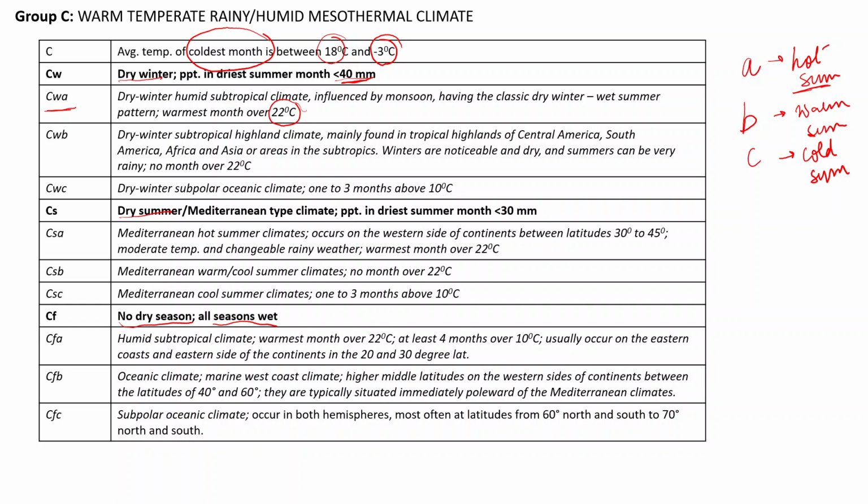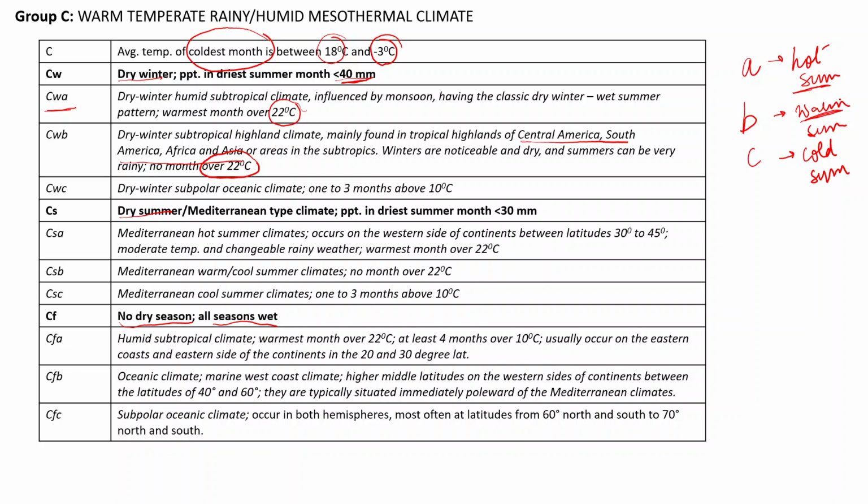CWB is the dry winter subtropical highland climate. Where you climb up some highland, it is mainly found in the tropical highlands of Central America, South America, Africa, and Asia, or in subtropics. Winters are noticeable and dry, and summers can be very rainy, but no month is over 22 degrees. So the warmest month has a temperature of 22 or less than 22 here. That is CWB, or warm summer.